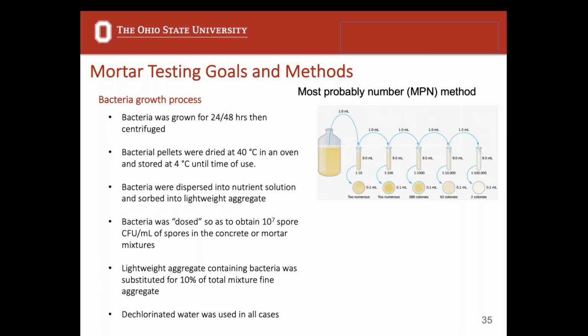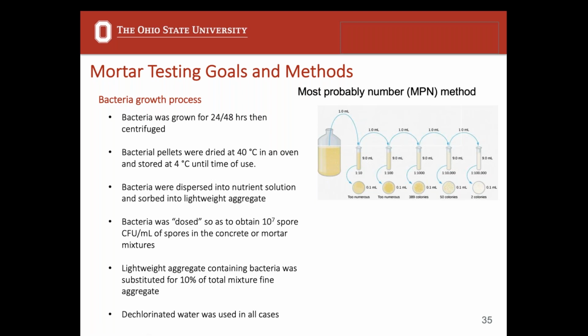Okay, so the process that we use to grow the bacteria is a little bit complicated. We're essentially growing the bacteria for 24 or 48 hours. We then centrifuge the material and dry it at a medium temperature, 40 C, in an oven. And then we can freeze that pellet until the moment we need to use it. Once we need to use it, we put everything back into a nutrient solution and then sorb that nutrient solution and bacteria into a lightweight aggregate, which is kind of like our probiotic pill that we're going to dose into the concrete.